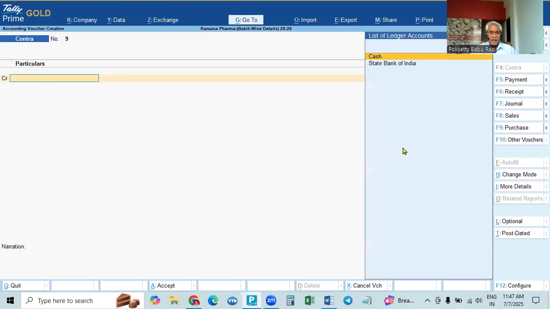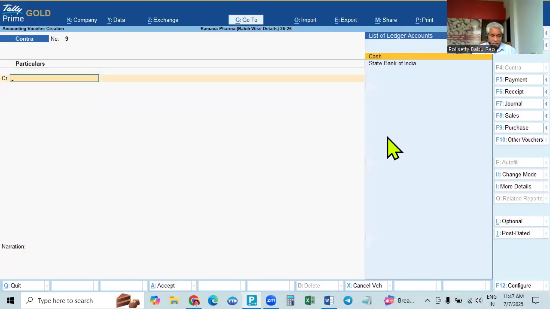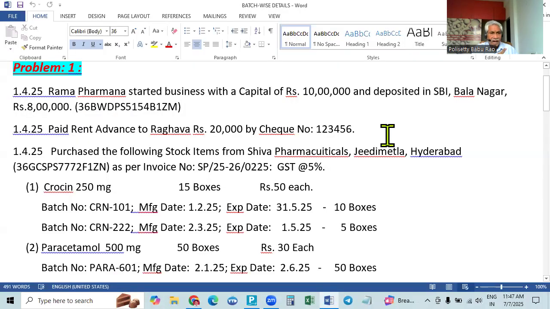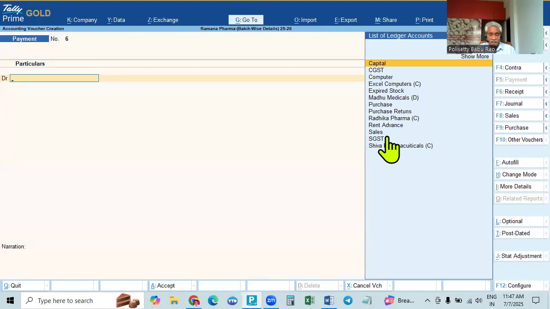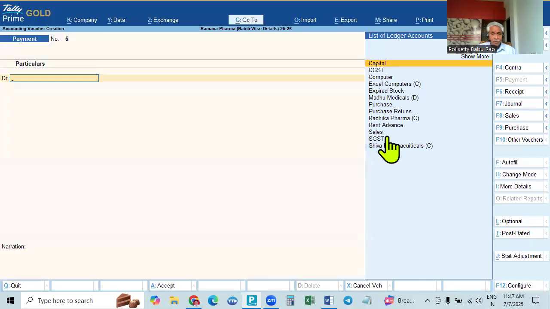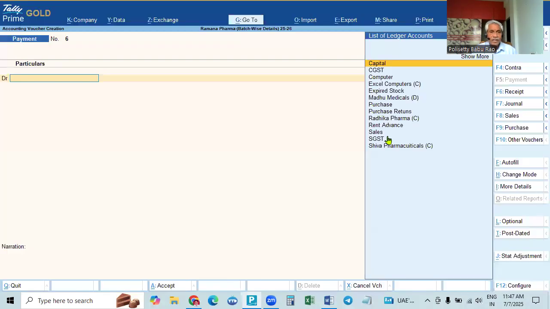Okay. Right. And then, the next one, same day: paid rent advance to Raghava by cheque number, by bank. We're making a payment. So we'll go to F5 payment, and it is also the same date. Here we are making payment, so cash is going out and is to be credited. But to whom are we paying? We are paying Raghava, but towards rent advance, and by cheque. So Raghava is not required to be entered. We will not enter the person's account. So here we are debiting.